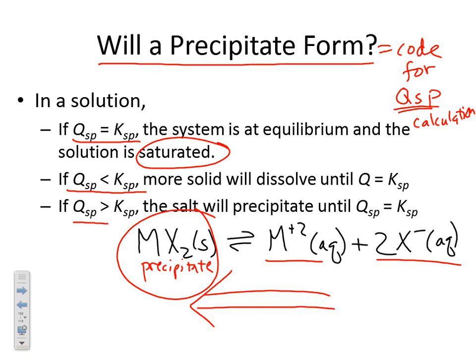But if the value for Q is greater than the value for K, that means that you have too many products and not enough reactants in your system. And in order to get to equilibrium, you have to use up some of your products and you have to generate more reactants. Well, that's going to be a shift to the left. And in this case, shifting left creates a precipitate. So the answer would be yes.